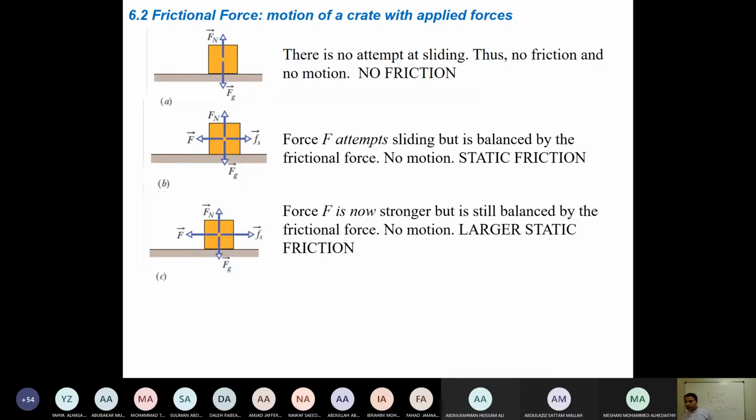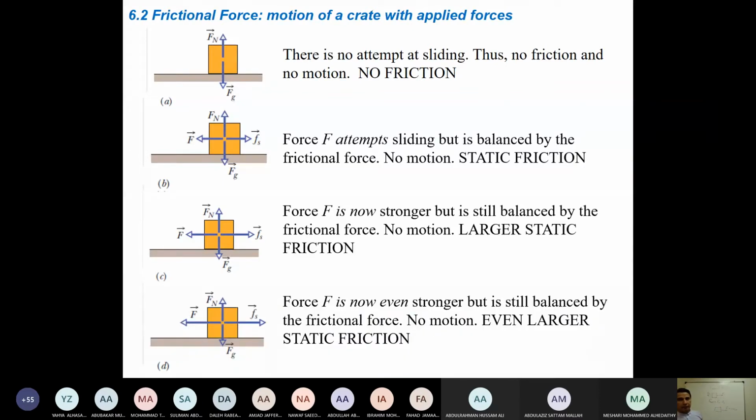What if I increase my force even more? What will happen? Well, if I increase my force even more, the static friction also increases because it is not letting the body go. So the static friction is completely countering my applied force. So it will again be equal to my applied force but opposite in direction. Until the body starts to move, the applied force and the friction force are always going to be equal.